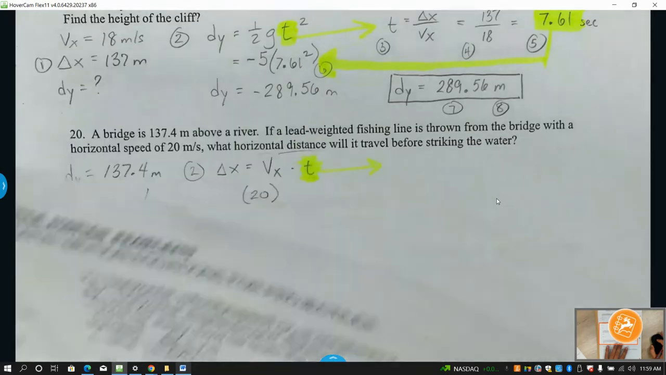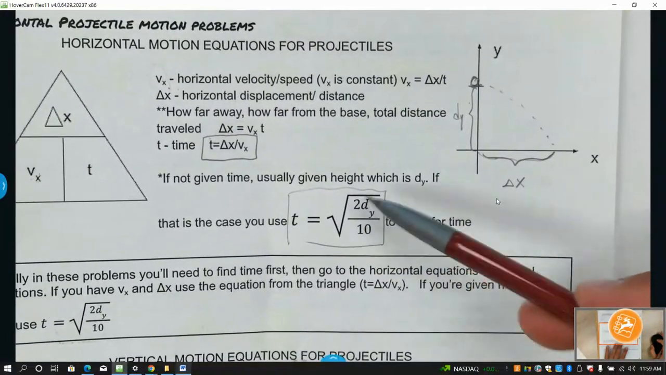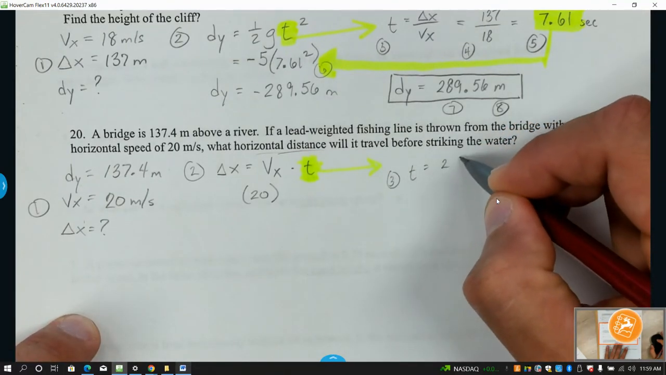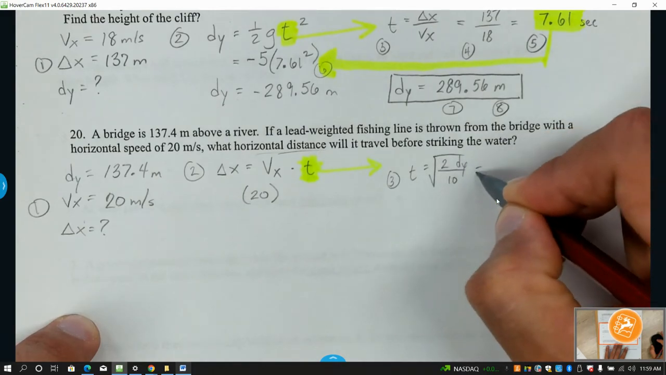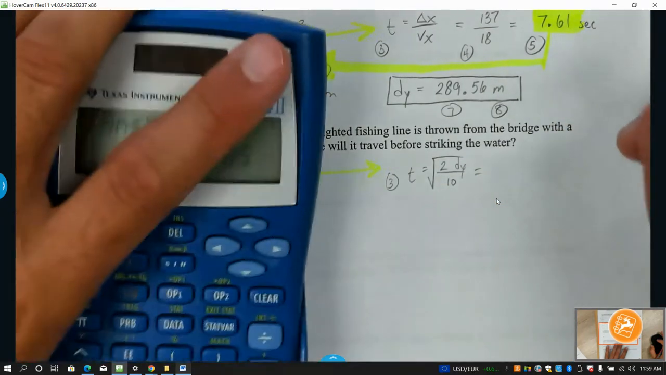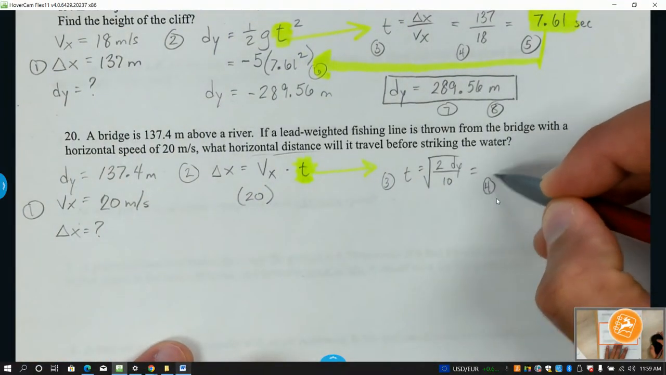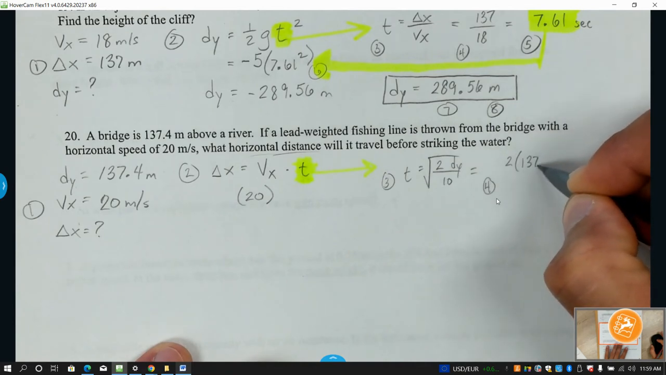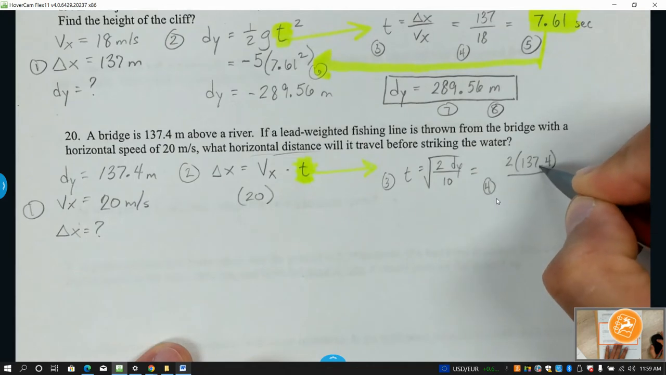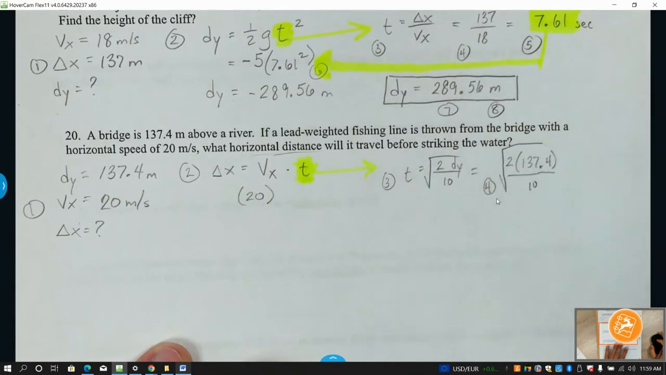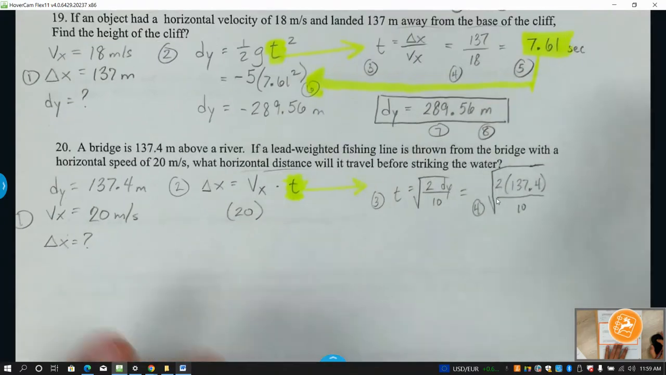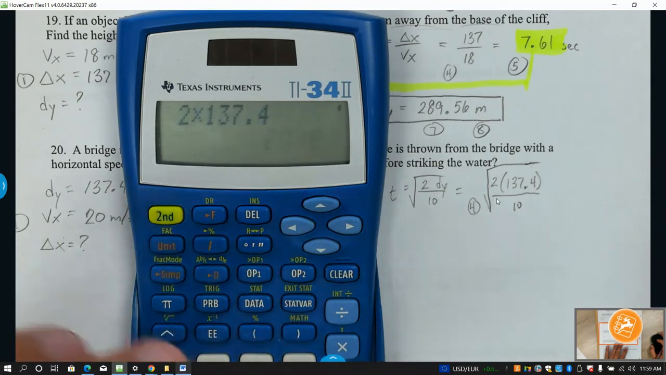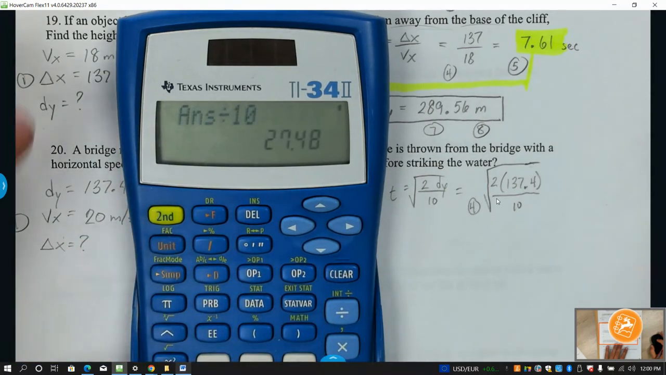We have the height, dy, so we can use this equation, which you must write. Step 3. 2 dy over 10 square rooted. Don't forget to do the square root in your calculator. Again, how we would do this fourth step, show the work. 2 times dy is 137.4. Once you do that, you're going to divide it by 10 and then square root. So I'm going to show you again how to do it in this calculator. 2 times 137.4 equals, great, divide that by 10.